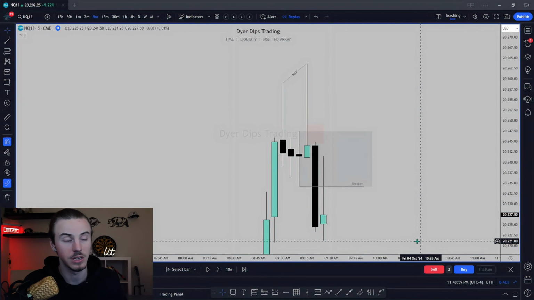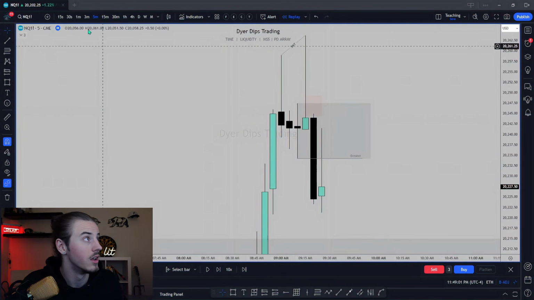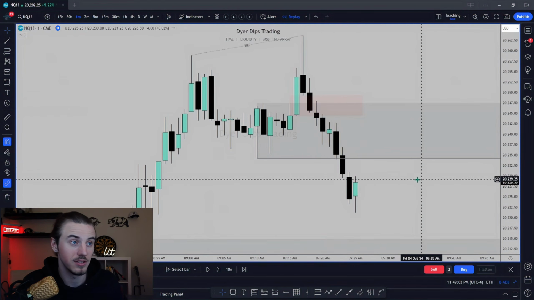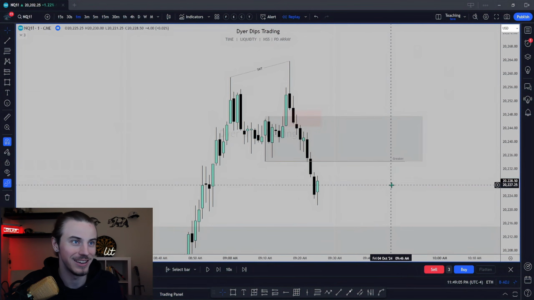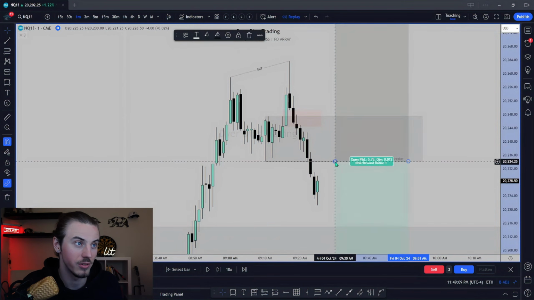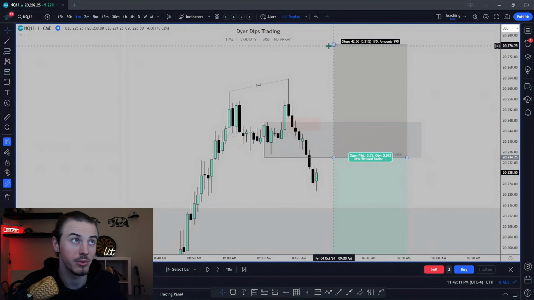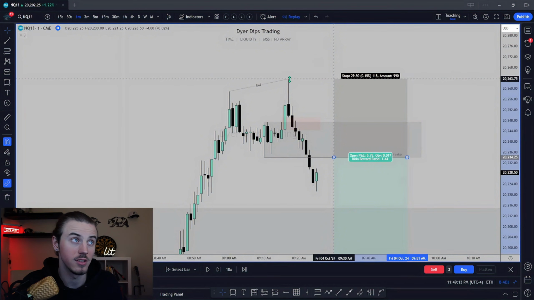And that's my preference when it comes to entries. So I'm going to go back down to the 1 minute because the 5 minute gave us a little bit too much information there. It gave us a hint as to what's happening. And I placed my order right here at the 5 minute breaker with my stop loss above the high.